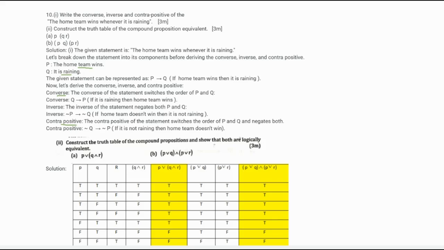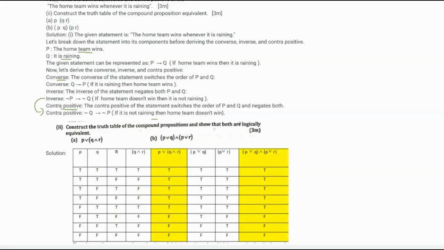Then next one is contrapositive. The contrapositive of the statement switches the order of P and Q and negates both. It is a reverse of inverse. So here negation Q implies negation P. If it is not raining, then the home team does not win. So yeah, moving on with the next question.